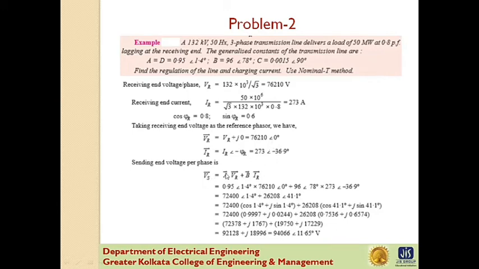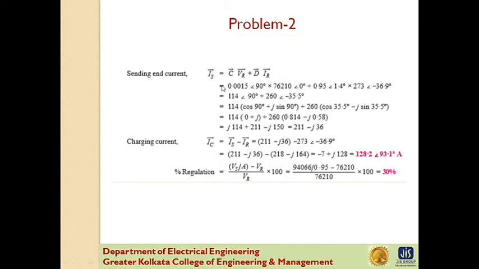Now Vs is equal to A into VR plus B into IR. We know all the values A, VR, B, IR, so we put the values of A, VR, B, IR. We get the value of Vs, which is equal to 92,128 plus j18,996. Now converting it into polar form, we get 94,066 angle 11.65 degree volt.